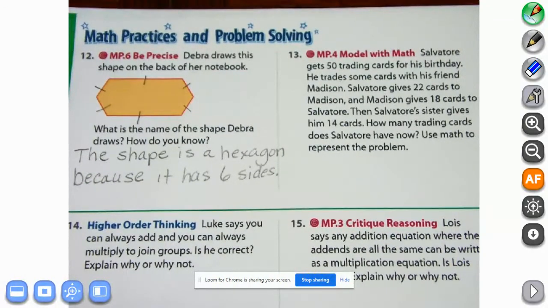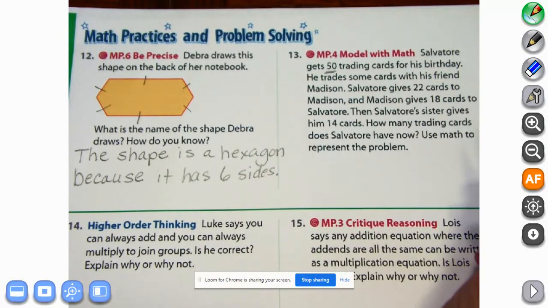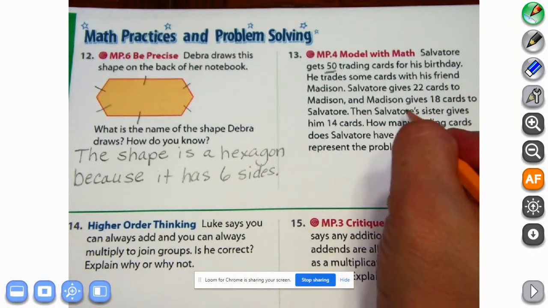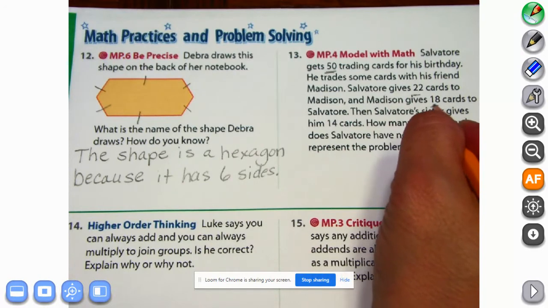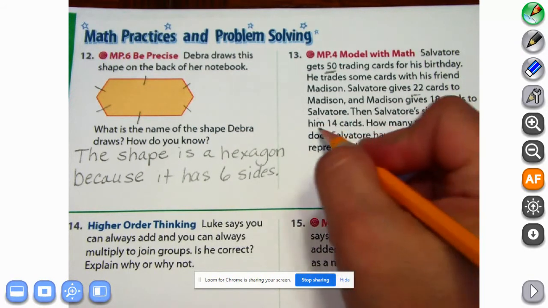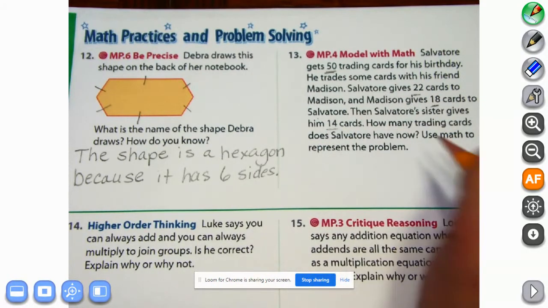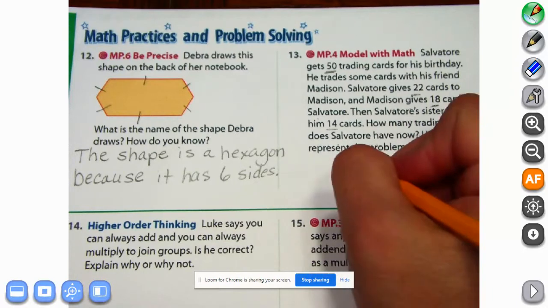Number 13, Salvatore gets 50 trading cards for his birthday. He trades some cards with his friend Madison. Okay, so we have 50 trading cards. Salvatore gives 22 cards to Madison, and Madison gives 18 cards to Salvatore. Then Salvatore's sister gives him 14 cards. How many trading cards does Salvatore have now? Use math to represent the problem.